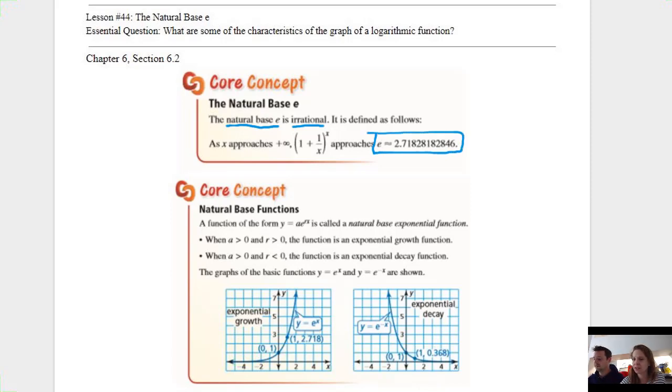You're always just going to use your calculator e. I think it's on the divide symbol for most of your TI 83s and 84. I left my calculator at school. We'll look at it at school.